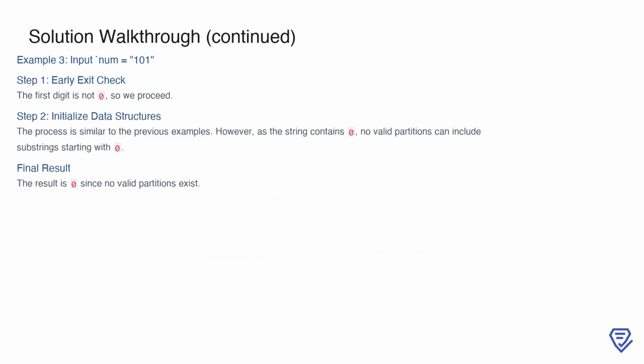Finally, we consider the example where the input number is 101. Since the first digit is not 0, we proceed with the solution. The data structure initialization follows the same pattern as before. However, this example is unique because the string contains a 0. Substrings that start with 0 are not valid partitions, which immediately limits our possibilities. As we explore the DP matrix, we find that no valid partitions can be formed due to this restriction. Consequently, the result is 0, indicating that there are no valid ways to partition the number.